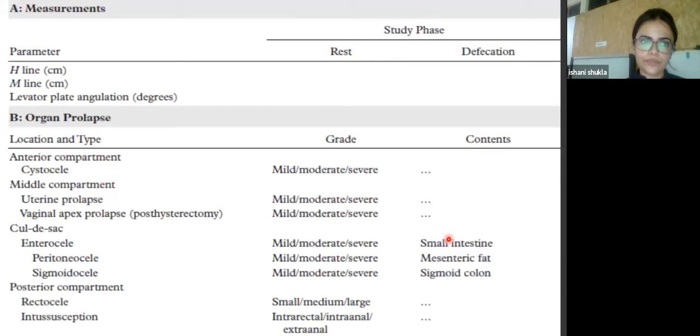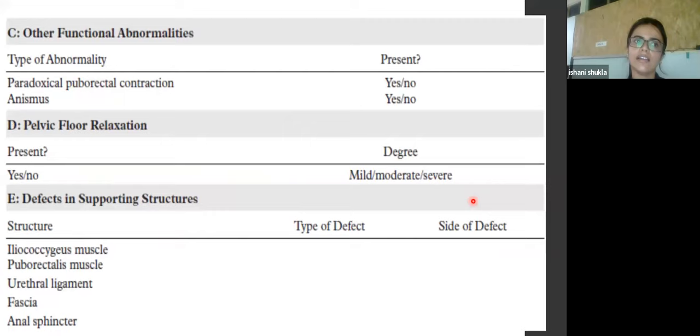There are a few important things which should be mentioned in the radiologist's MR report. Firstly, we should mention the measurements: the H line, the M line, and the levator plate angulation at rest and during defecation both. Then organ prolapse, if there is any, should be mentioned based on the location, whether it is in the anterior, middle, posterior compartment or in the cul-de-sac, and it should be graded according to the measurement. Also, if any content is visible, we should mention that in the report. Next, anismus or puborectal muscle contraction should be looked for and reported. Then if there is any pelvic floor relaxation, we should grade that and mention it. Finally, if there is any defect in the supporting structures like iliococcygeus, puborectalis muscle, ligament, fascia, or anal sphincter, the type and site of defect should also be reported.